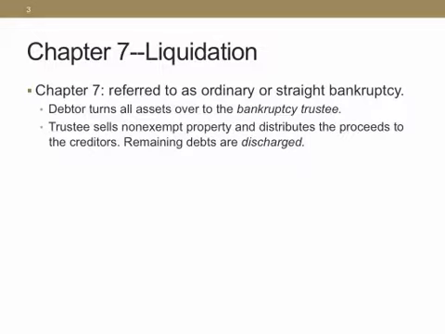Chapter 7, I don't mean chapter in the textbook, I mean Chapter 7 under the U.S. Bankruptcy Code, is liquidation. This is sometimes referred to as ordinary or straight bankruptcy. The debtor turns over all their assets to the bankruptcy trustee, and the trustee's job is to sell non-exempt property and distribute the proceeds to the creditors. The remaining debts under Chapter 7 are discharged. You'll see that that's going to be different under other chapters.